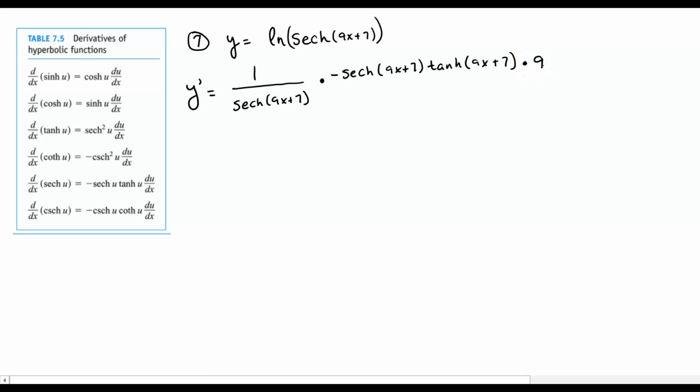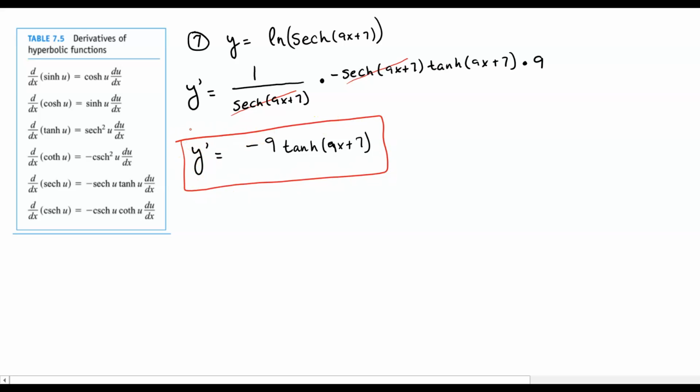So there we have our 9. Okay? And so there's nothing more really to this problem other than to try to simplify. And so we should notice that the sech we get rid of through division, and we actually no longer have a fraction. In this case, our y prime being negative 9 multiplied by the tanh of 9x plus 7. Okay, so there is our answer for this very first hyperbolic derivative problem. So really nothing to it. I mean, it's very similar and straightforward to what you've been doing before. All right, so let's go ahead and take a look at another problem.